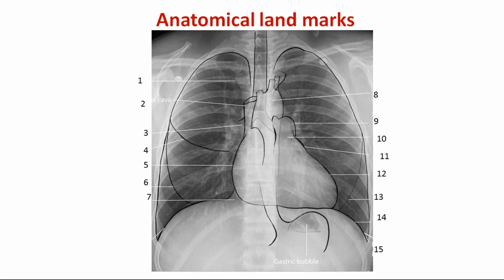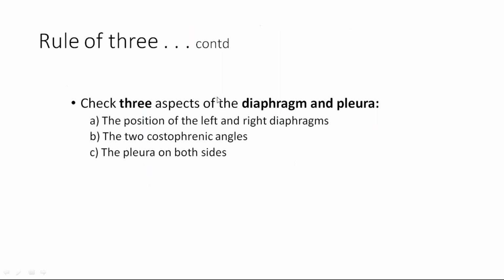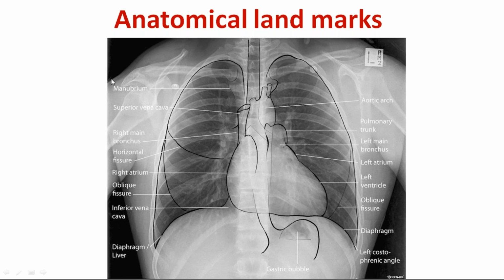So look at these anatomical landmarks. What are all these findings? There is the sternum and the clavicular junctions. A is for the airway. I think I have finished that one. So the manubrium sternum here. The superior vena cava shadow comes on the right. You concentrate on the right side. Right main bronchus within the hilar area. Then if you see closely, there will be a horizontal line. That is the horizontal fissure.